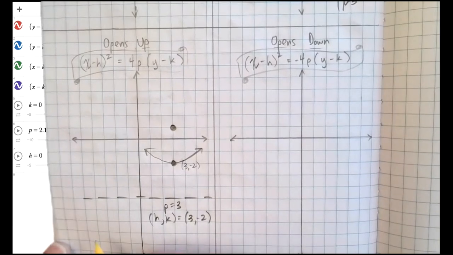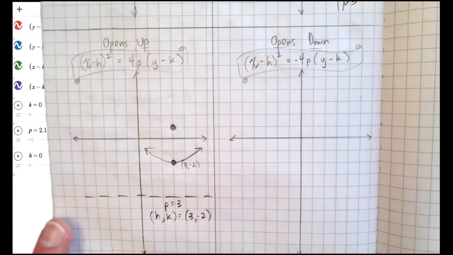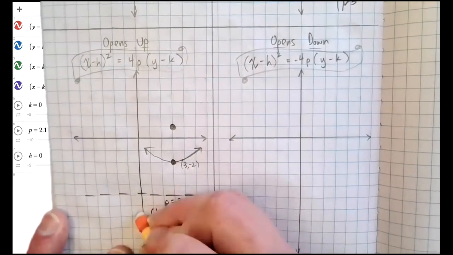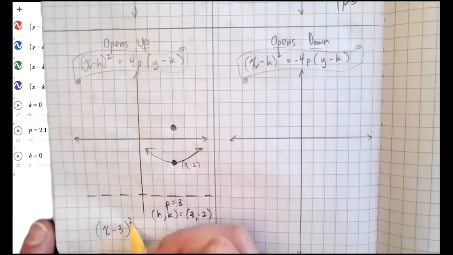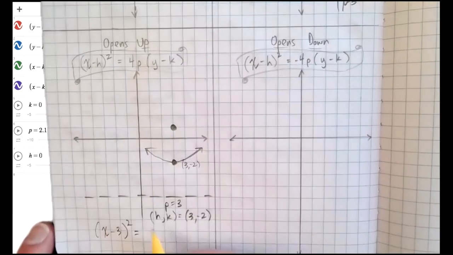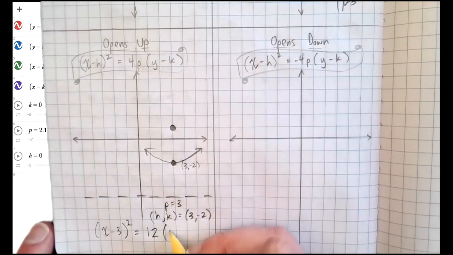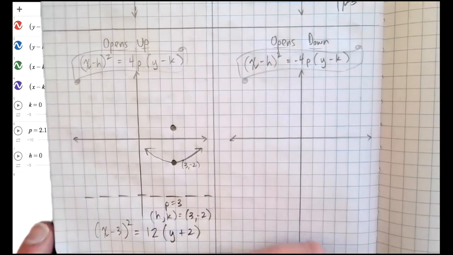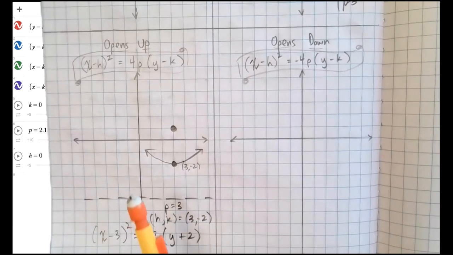So this becomes x minus 3. Here, I'm going to erase this so I can write it big. The quantity x minus 3 squared equals, since p is 3, I'm just going to multiply 4 times 3, which is 12, times the quantity y plus 2. That's it. That's the formula. A lot of your Delta Math is going to be doing this kind of stuff. They will give you a perfectly done graph, and you will do this.